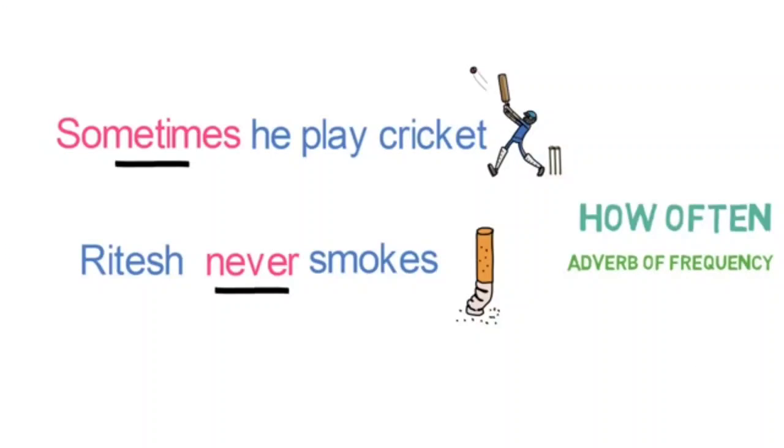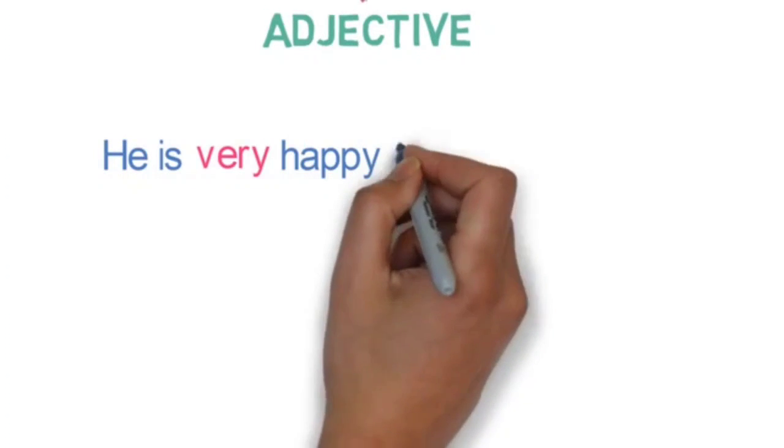Now we have seen the examples of adverbs that are describing a verb or an action. Let's look into the adverb that describes an adjective. He is very happy today.